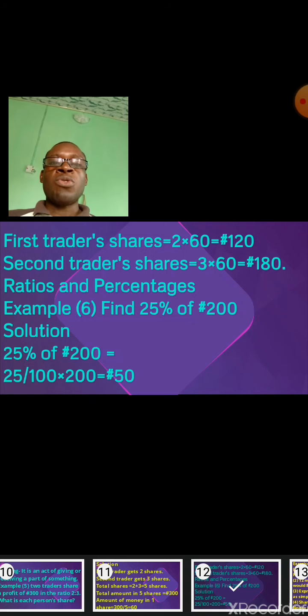We go to ratios and percentages. Example 6. Find 25% of 200 naira. Solution. 25% of 200 naira is 25 over 100, because the ratio of 25% is 25 over 100. You now multiply by what you want to get the percentage of, which is 200. So when we multiply that, we have 25 over 100 times 200, which now gives us 50.